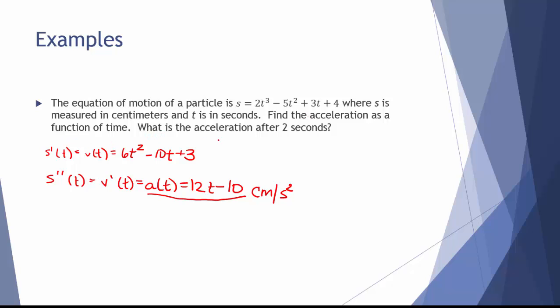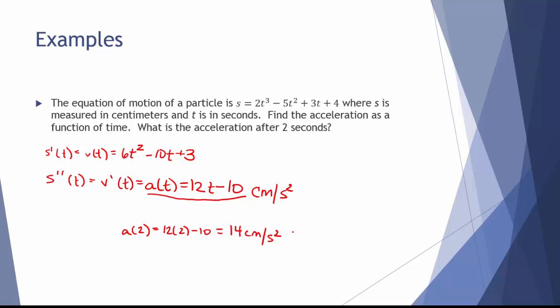Now we need to know what is the acceleration after 2 seconds. So to find that, I just need to find a of 2. So that will be 12 times 2 minus 10. That's 24 minus 10 for 14 centimeters per second squared.